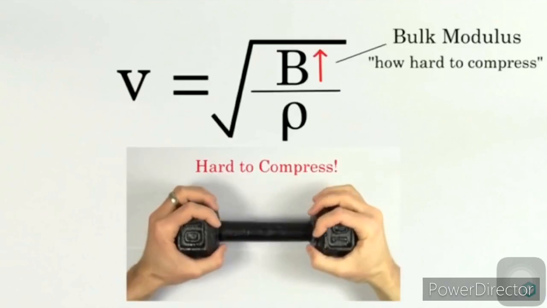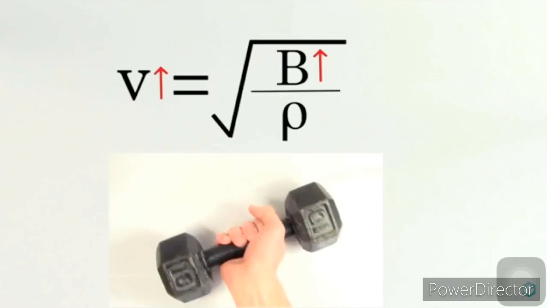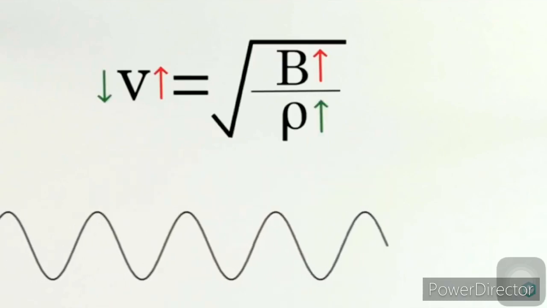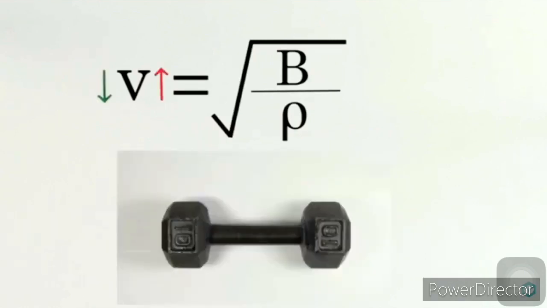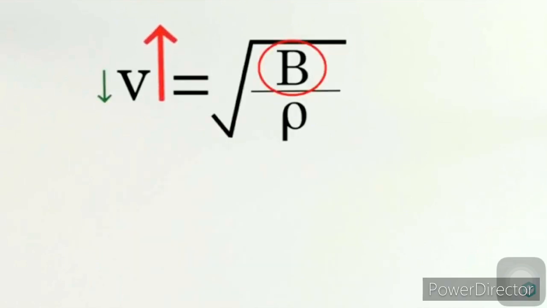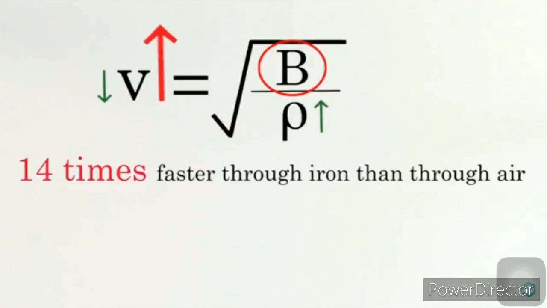Iron is definitely more rigid and stiff than air, so it has a much larger bulk modulus than air. This would tend to make sound waves travel faster through iron than through air. But iron also has a much higher density than air, which would tend to make sound waves travel slower through it. So which is it? Does sound travel faster through iron or slower? Well, it turns out that the higher stiffness of iron more than compensates for the increased density, and the speed of sound through iron is about 14 times faster than through air.